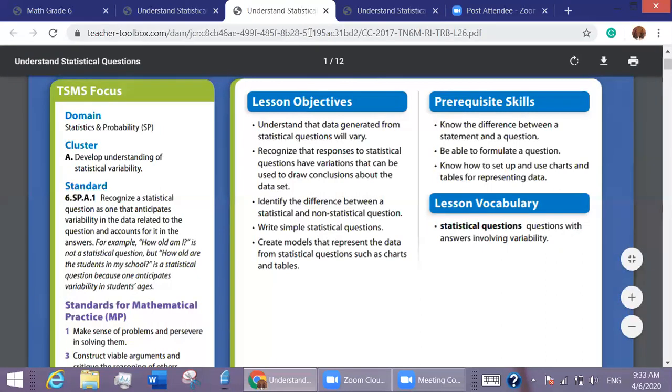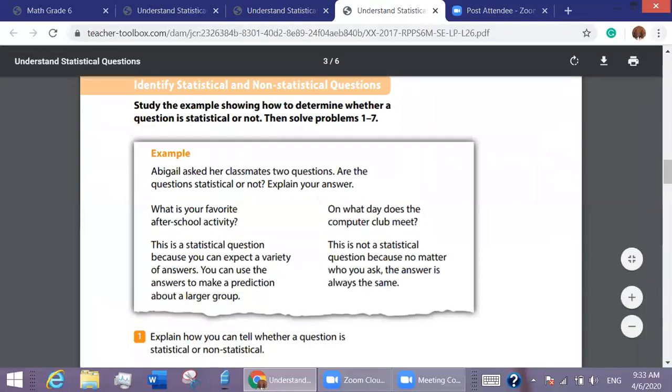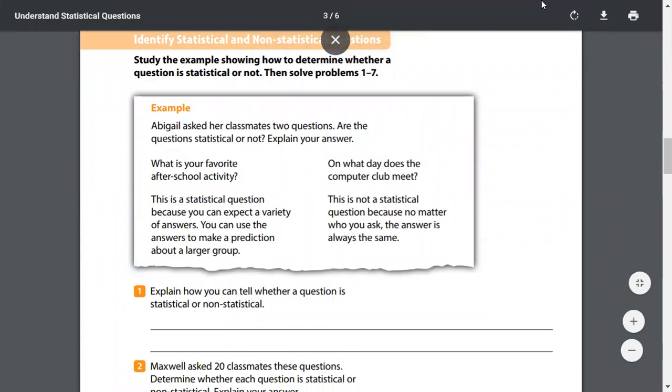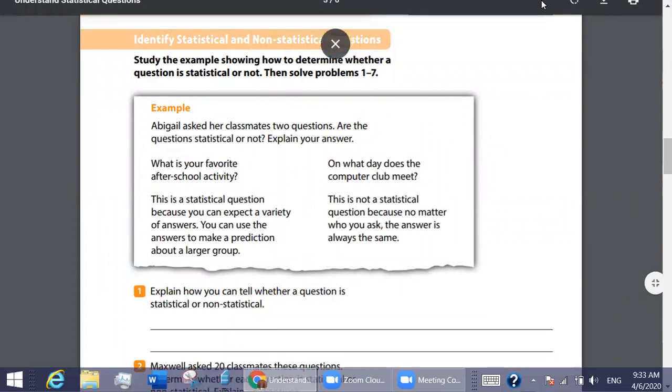So let's get right on to it, and I'll full screen now. I always put this in the wrong place.